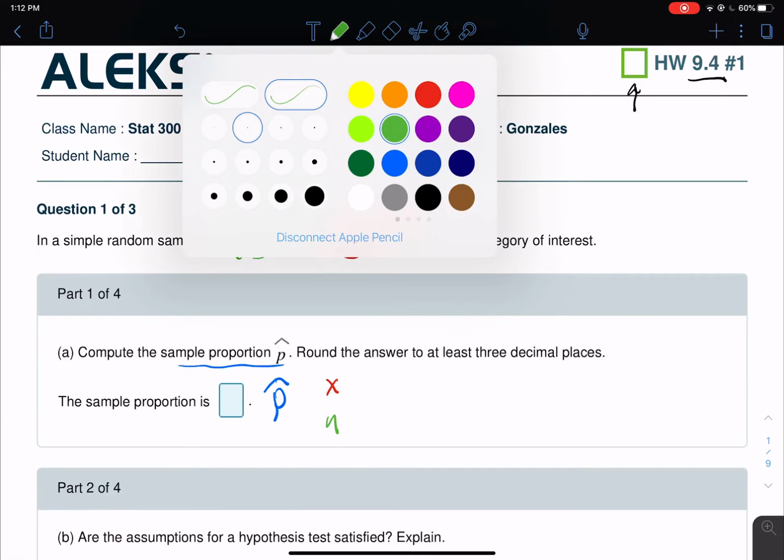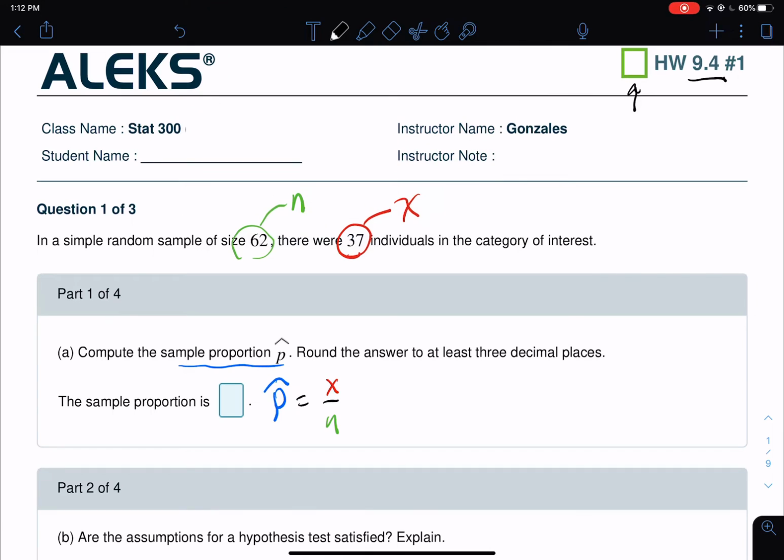So the sample proportion is x, which is 37, divided by n, which is 62. Round your answer to at least 3 decimal places. So we round to 3 decimal places, and that gives us the sample proportion is approximately 0.597.